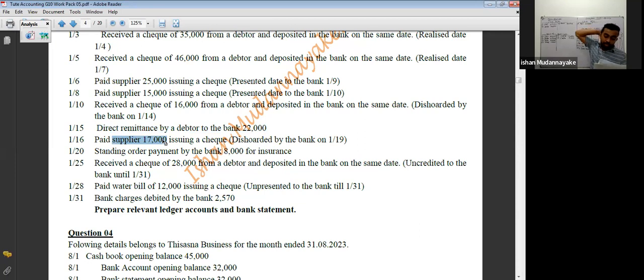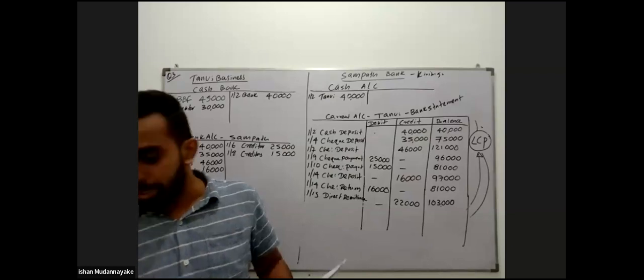16 January, paid supplier 17,000 issuing a check. By issuing a check, the business paid 17,000 to the supplier. But on 19 January, our bank returned this check. Our bank refused to pay cash to our supplier on 19 January. Our Sampath Bank rejected this check.